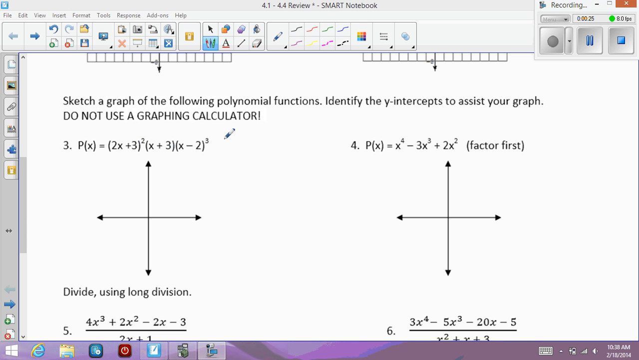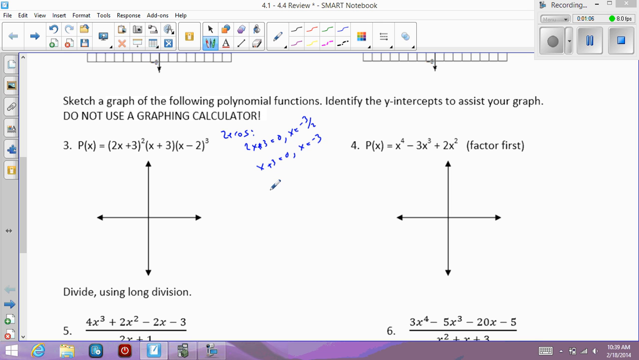So the first thing we need to do is find the zeros. To find the zeros, we are going to set each factor without the exponent equal to 0. So for this first one, we just look at 2x plus 3 equal to 0. We don't need to worry about the exponent until we talk about the behavior of the graph. When you have 2x plus 3 equal to 0, x is going to equal negative 3 halves. You subtract the 3 and then divide by 2. We also will have x plus 3 equals 0, which will give us x equal to negative 3.